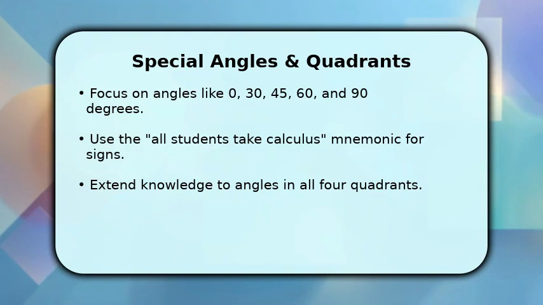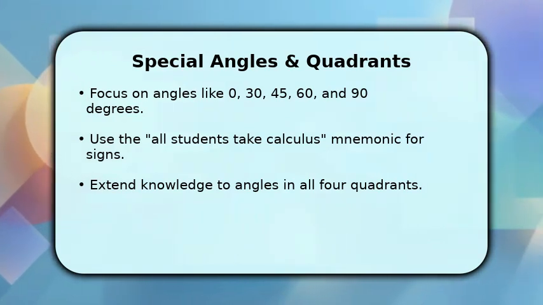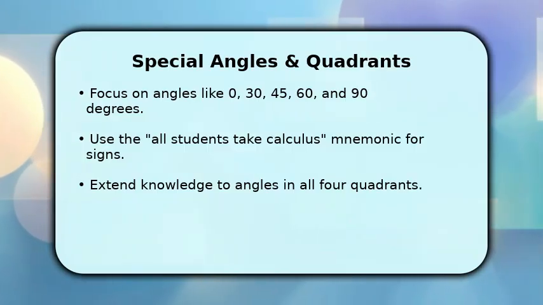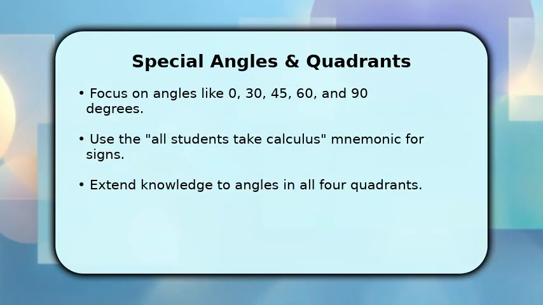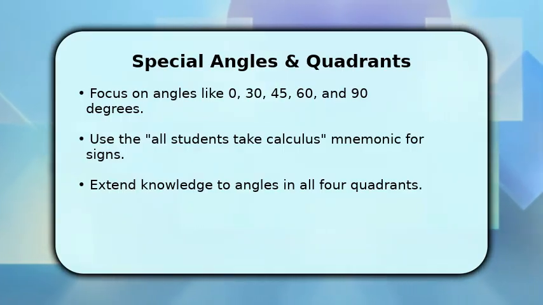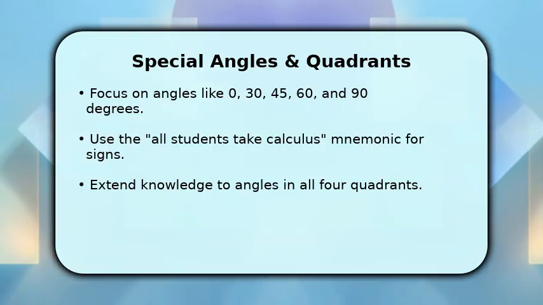Next, concentrate on special angles such as 0, 30, 45, 60, and 90 degrees. These are your building blocks. Once you know their values in the first quadrant, you can extend them to all 4 quadrants. Use the All Students Take Calculus mnemonic to recall which functions are positive in each quadrant. This systematic approach simplifies learning many values.